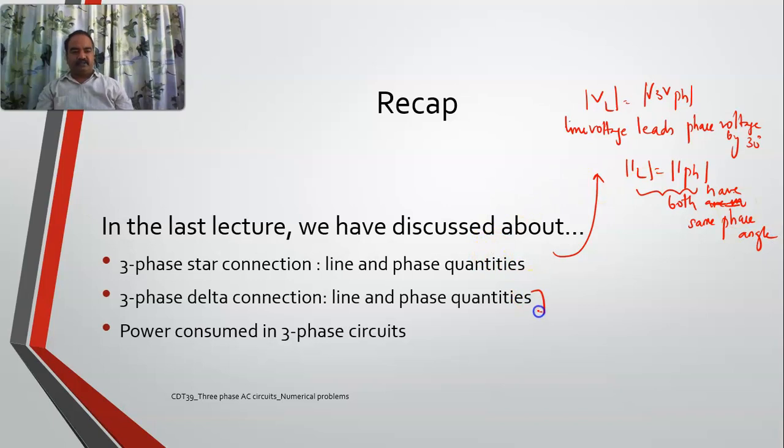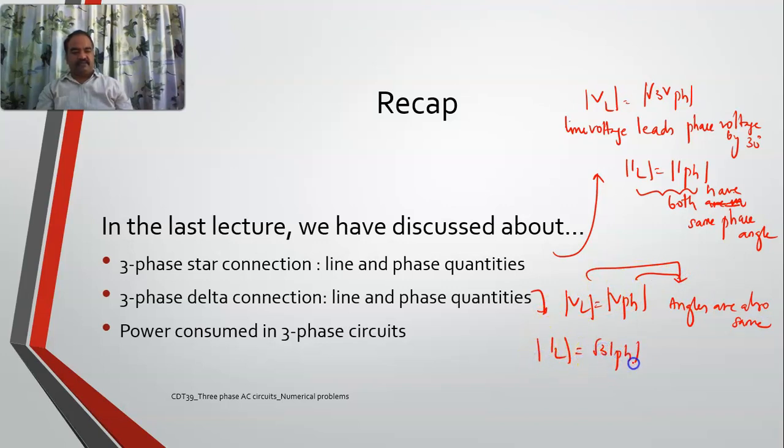Whereas in a delta connection, voltages do have the same magnitudes, line and phase, and angles are also the same. Phase angles are also the same for line voltage and phase voltage, but the magnitude of IL is √3 times that of I phase, and line currents lag phase currents by 30 degrees.